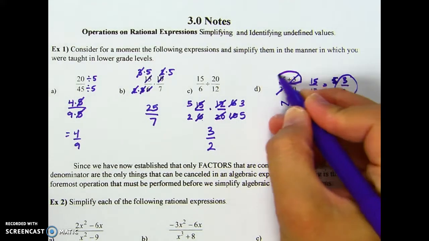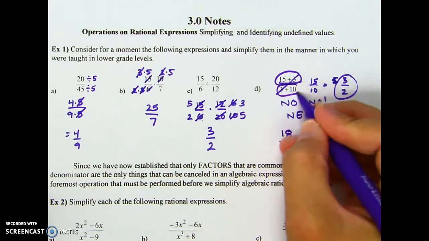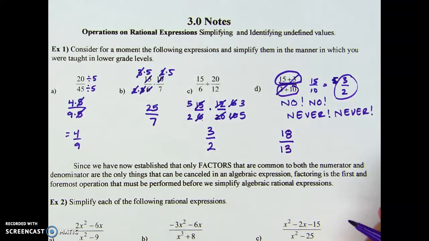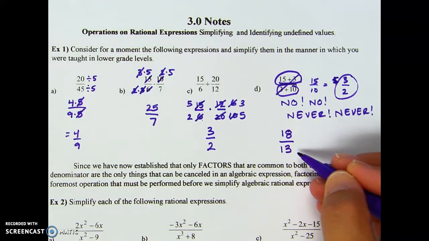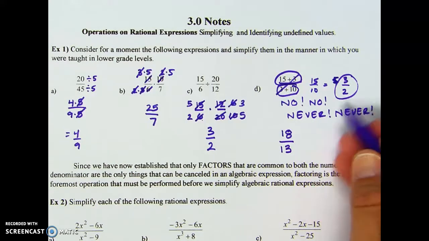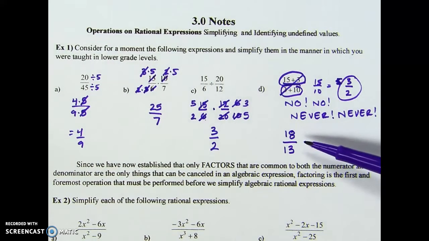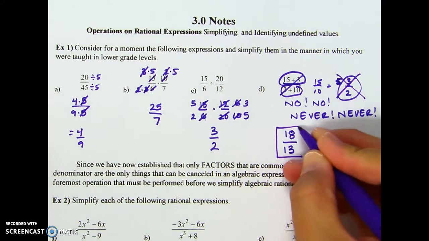Let's take this. What is 15 plus 3? 18. And what is 3 plus 10? 13. Is 18 over 13 equal to 3 over 2? So if these aren't equal, which one's the correct one? Well, it's not this one. Okay, this one is the correct one.